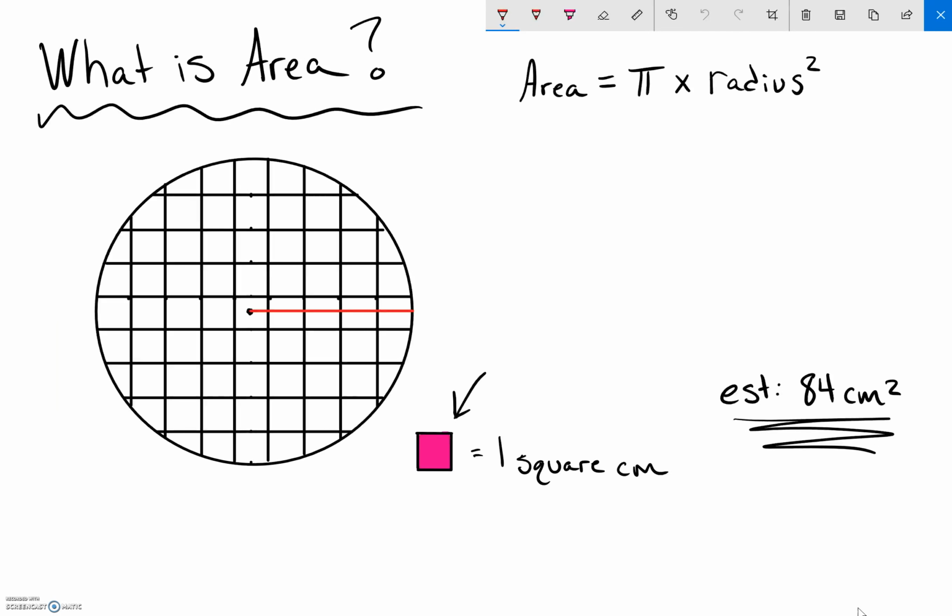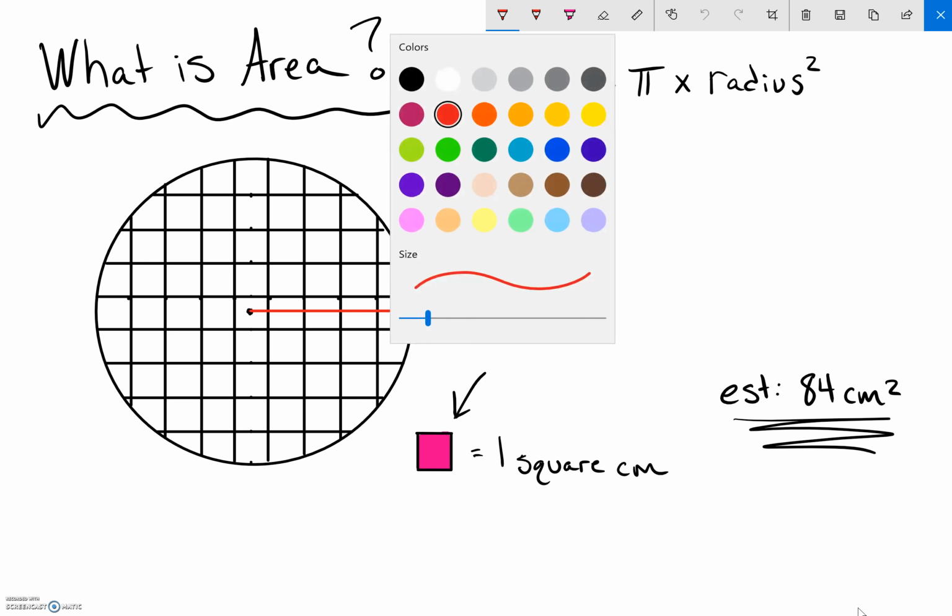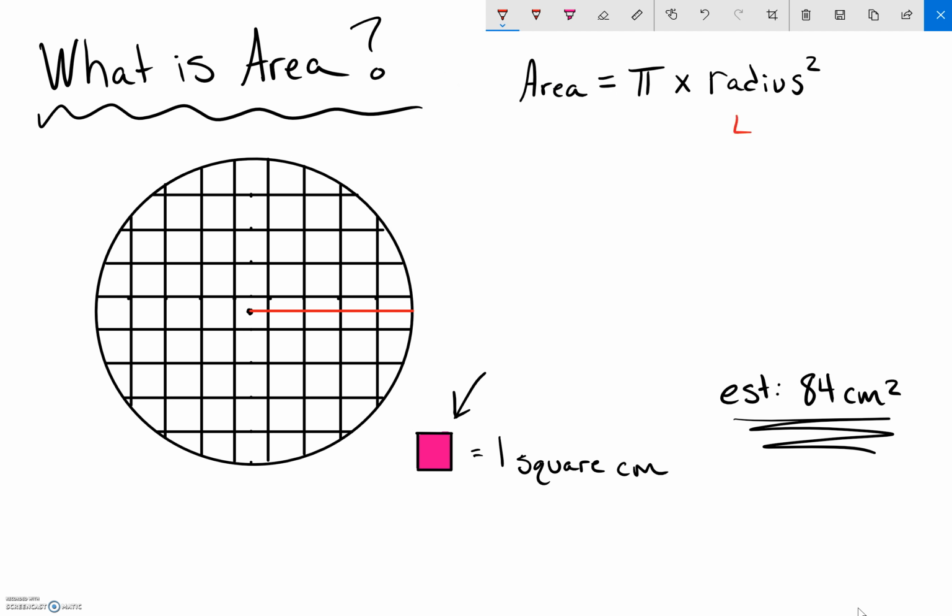All right, so I drew a red radius on my circle, and that radius looks to be about 4.5 units long. 1, 2, 3, 4 full boxes and a half. So my radius is 4.5. Sorry to give you a decimal to start, but that's okay. We're using calculators. I want that squared, and then we're going to multiply by pi. Remember, we're going to use 3.14 for pi. So now if you have your calculator, this is going to be a piece of cake.